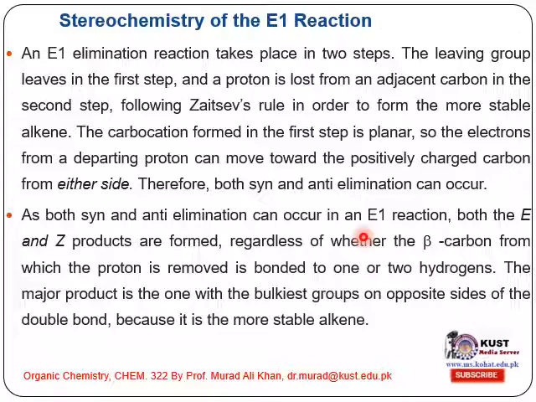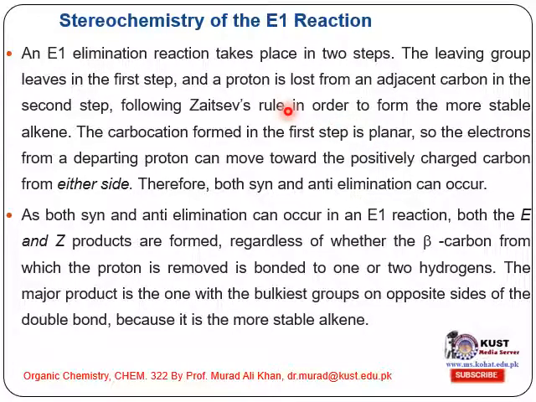Stereochemistry of the E1 reaction. An E1 elimination reaction takes place in two steps. The leaving group leaves in the first step and a proton is lost from an adjacent carbon in the second step, following the Zaitsev rule in order to form the more stable alkene. The carbocation formed in the first step is planar, so the electrons from a departing proton can move toward the positively charged carbon from either side. Therefore, both syn and anti-elimination can occur.